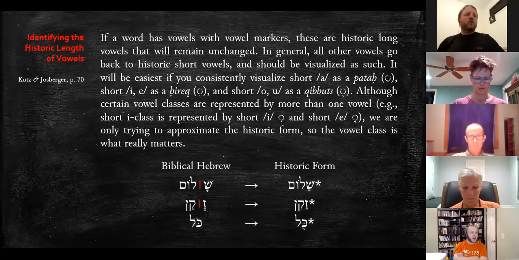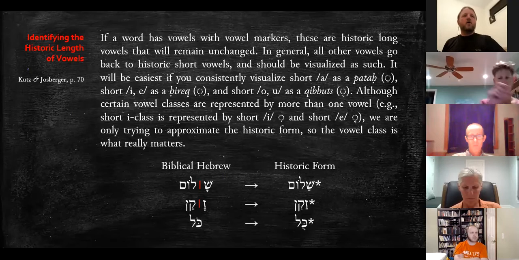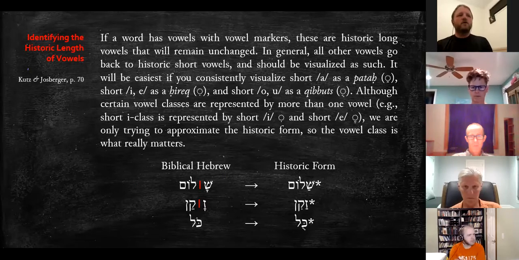In biblical Hebrew, we have the word shalom. Shalom, the first syllable is open, unaccented, long, sha. To get the historical form, we take that to short, sha. So the historic form, you notice on the right, has patach.